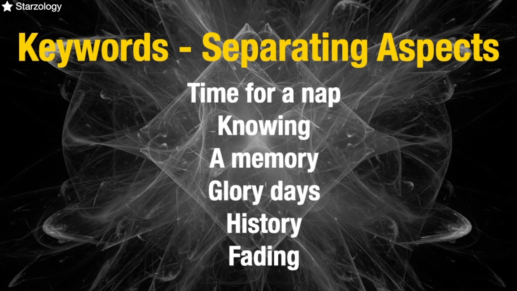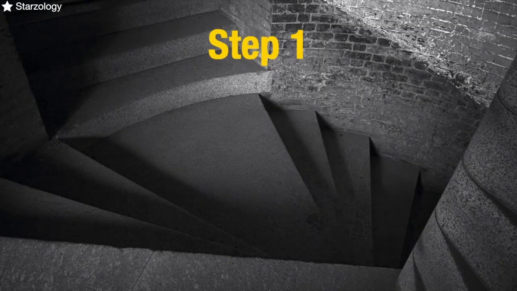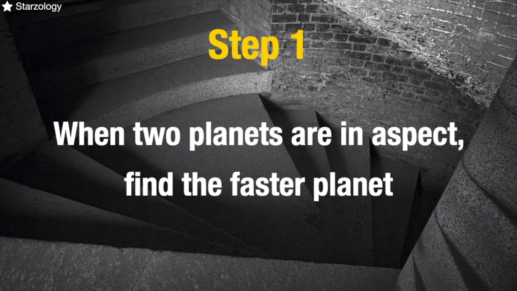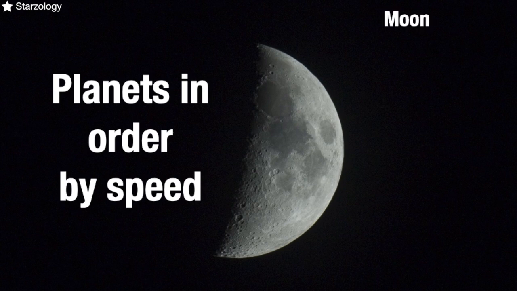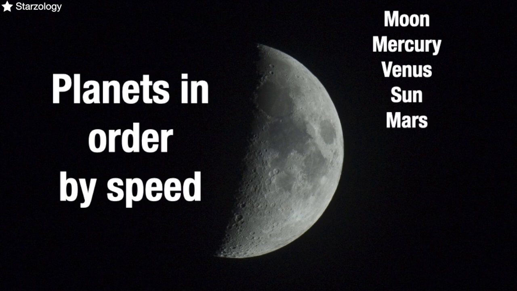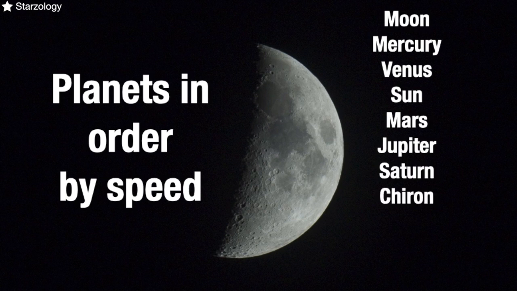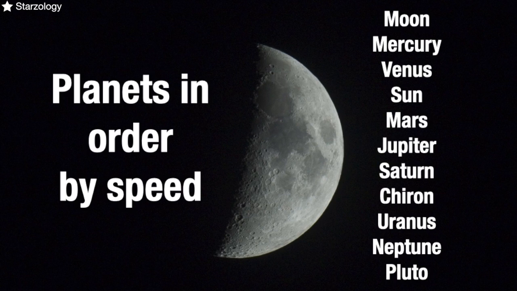To determine if your aspects are applying or separating, step one is, first of all, when two planets are in aspect, which has to be the case to have an aspect in the first place, you want to find the faster moving planet. Now, the planets in order of speed are the Moon. The Moon is faster than Mercury, which is faster than Venus, which is faster than the Sun, which is faster than Mars and Jupiter, Saturn, Chiron there, then Uranus, then Neptune, and then Pluto.